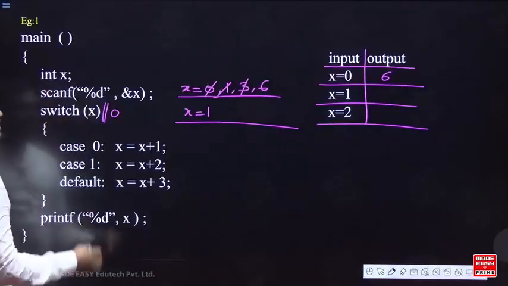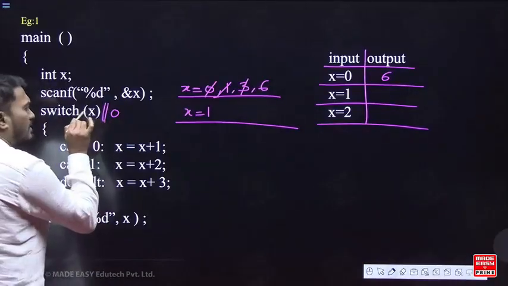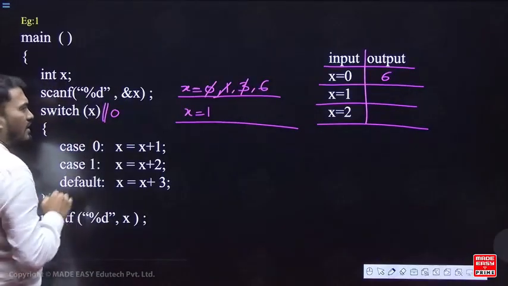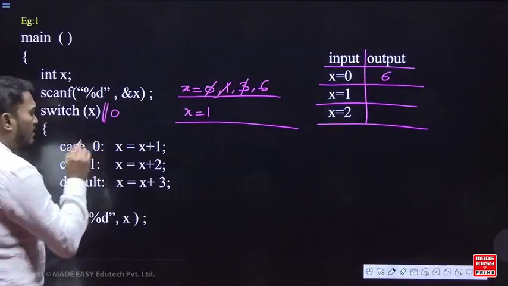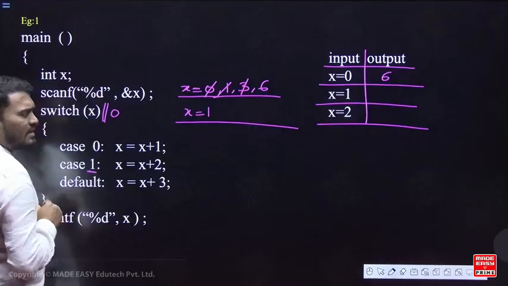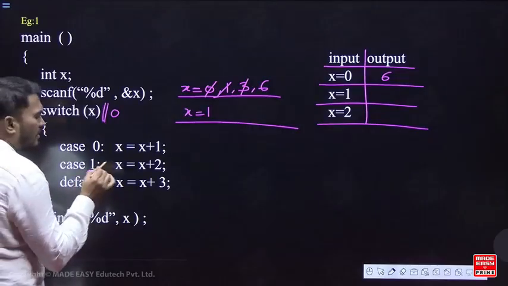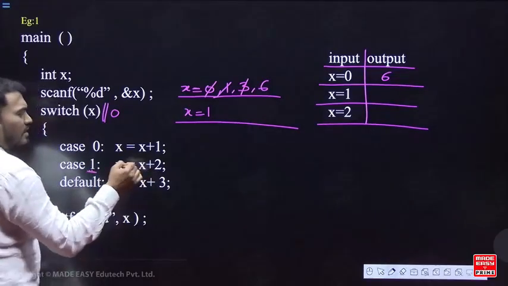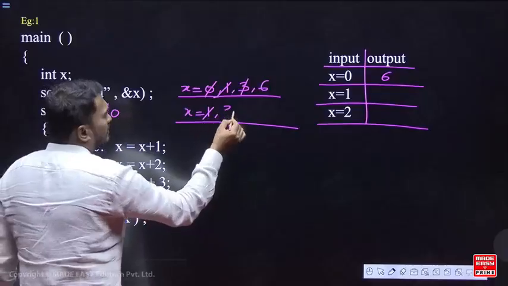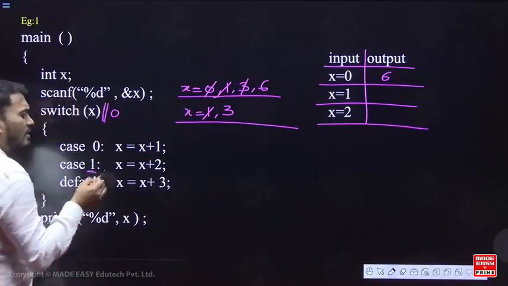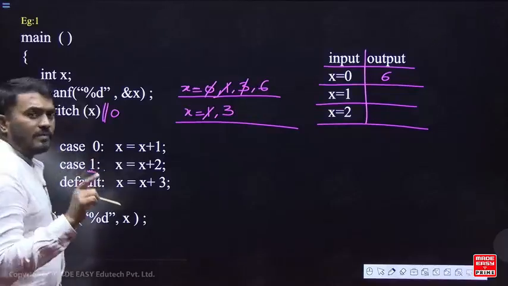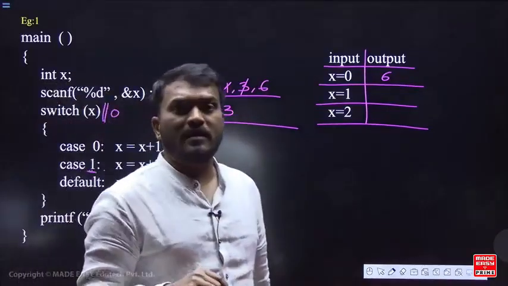Next, if I give x equal to 1 as input, tell me what happens. In the switch case you are passing 1. Listen carefully. Is it matching with any case? Yes, it is matching with case 1. So it will execute case 1, x equal to x plus 2. So 1 plus 2 is 3. Now remember, after that there is no break here also, so it will execute default. It is very clear.